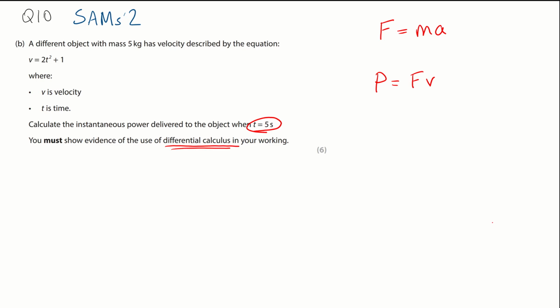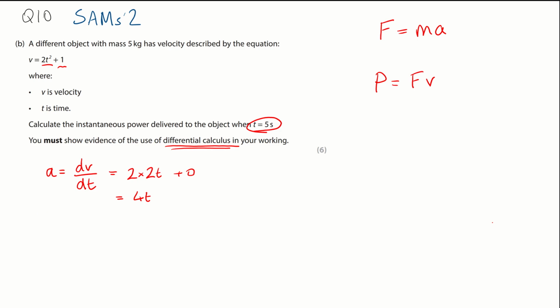So let's do our differentiation. A is equal to dv over dt. Let's differentiate. If I take that first term, 2t squared, and I differentiate it, remember the power goes down by 1, and we multiply by the old power. The plus 1 is just a constant term, so when we differentiate it, it disappears. So we're left with 4t.